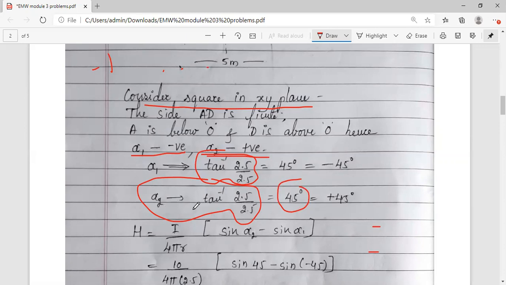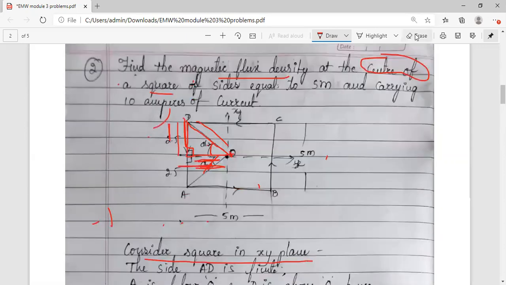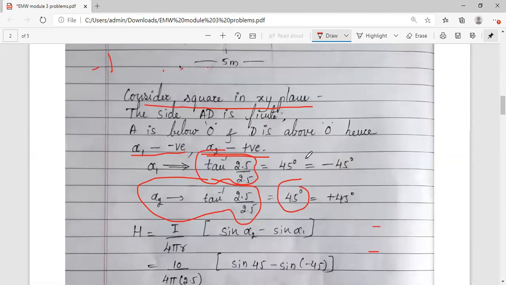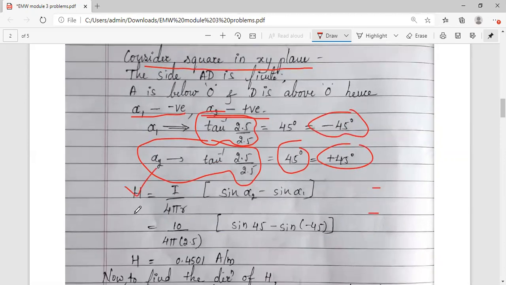So alpha 2 is 45 degrees. In the same way, try to calculate alpha 1. Alpha 1 will also come the same, but negative. That is important. The measurement, you can see, is in the negative direction. So we have got alpha 1 and alpha 2. Now the remaining part is using the formula. For this vertical side of the square, H equals I by 4 pi r times sin alpha 2 minus sin alpha 1. Alpha 2 and alpha 1 values we have found, just apply sin 45, which is 1 by root 2. Check the values and substitute.